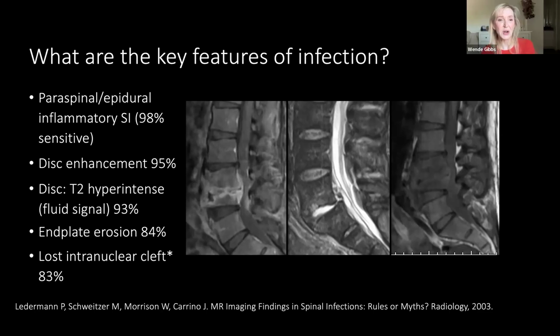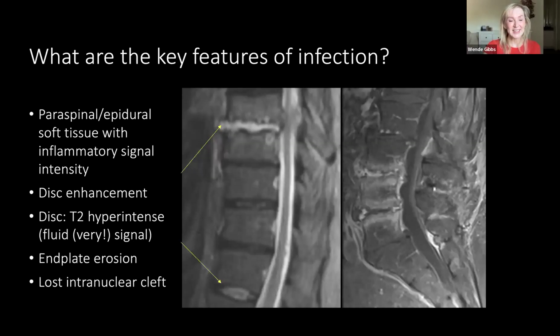And end plate erosions, as we know. And this lost internuclear cleft was in this paper. As a resident, I thought it was so cool knowing that, but then I found out later you can't often see internuclear clefts anyway in adults, and not much higher than the lower thoracic spine. But it's still in there, it's a good one. This is another example, I don't know if it's the same one or not, of the T2 hyperintense disc that's infected.